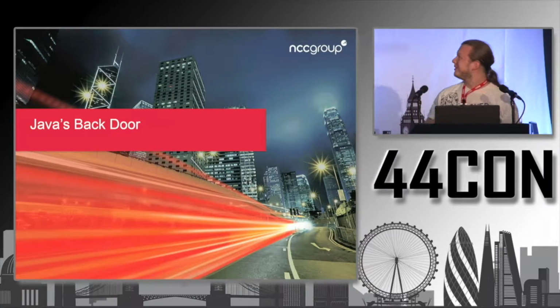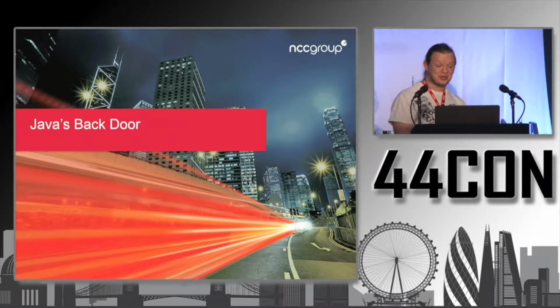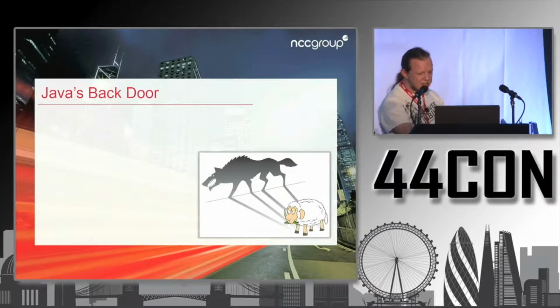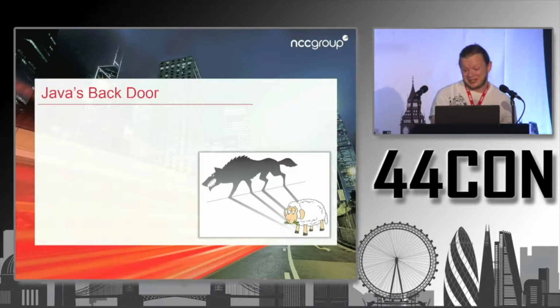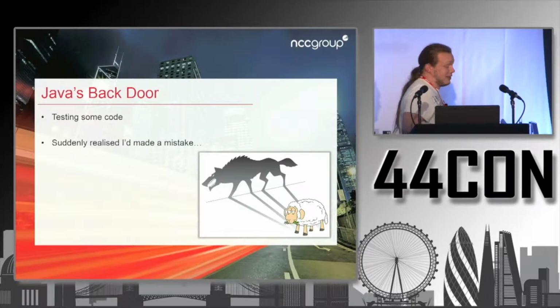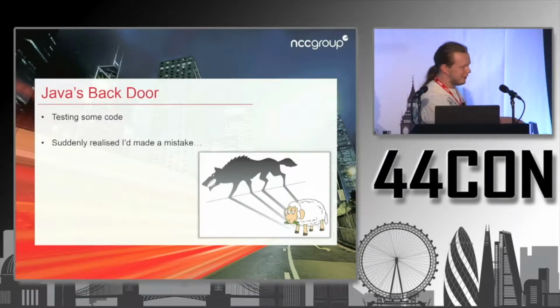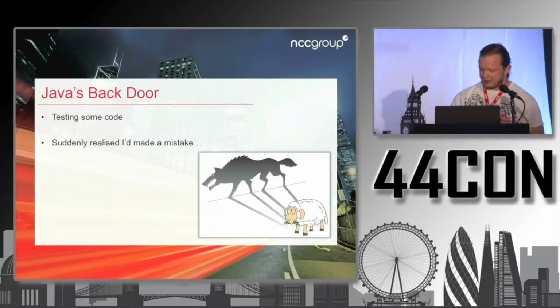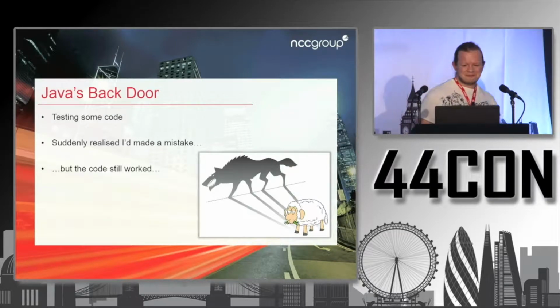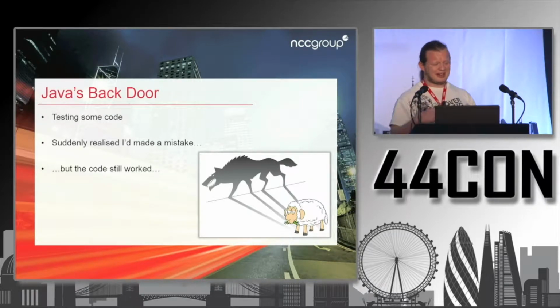And this is where I stumbled across something that I'm calling Java's backdoor. I was testing some code, and along the way, I realized, oh, I didn't mean to do that. I'd done that bit wrong. But that code still worked. And I had to retest this like 50 times because I couldn't believe it worked.